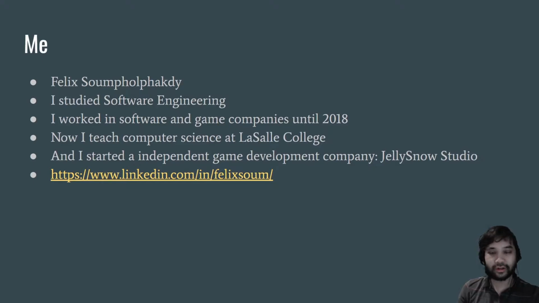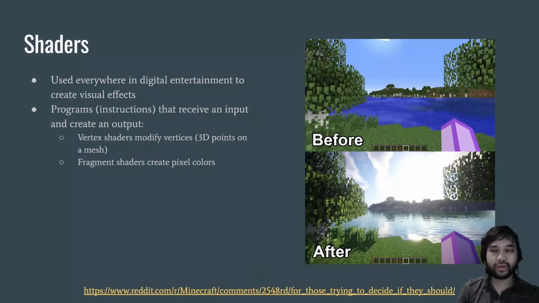So let's get started. So what are shaders? Shaders, first of all, are used in digital entertainment to create special effects. So in places like movies, 3D animations, and very commonly found in modern video games. Simply put, shaders are programs, which means a set of instructions that takes an input and creates a result.